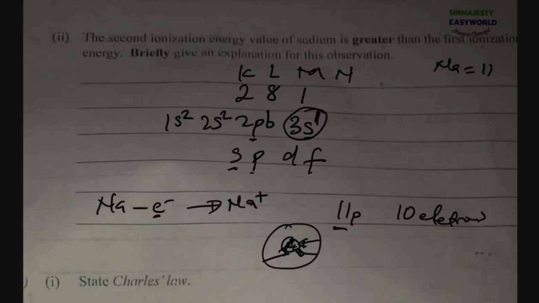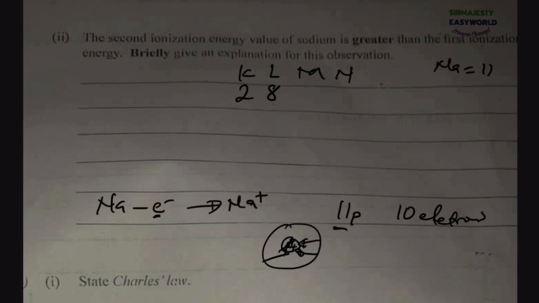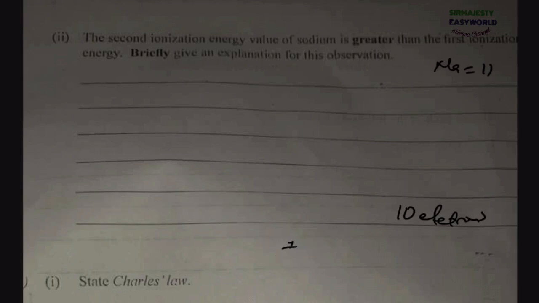So if you want to remove, that's why first ionization energy is far below second ionization energy. It's not even times 2. Second ionization energy is usually almost times 3 of the first ionization energy. The reason is because second ionization energy involves removing from the inner L stable shell. It requires extra energy. But this question is not for children. Briefly give explanation for this.